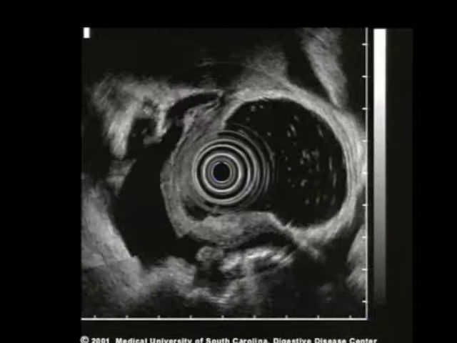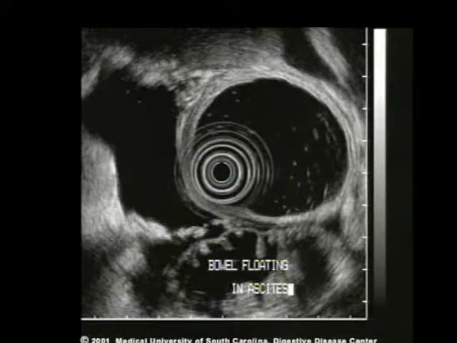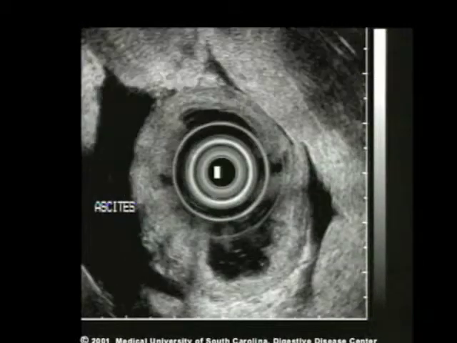Note the contours of this fluid are not well circumscribed as they are following the tissue planes within the peritoneum. There's also a loop of bowel seen floating within the ascites fluid.